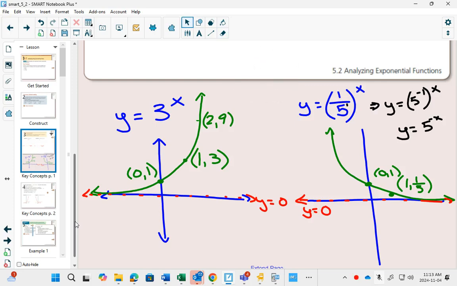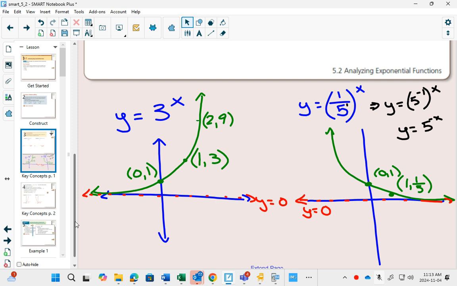So I think what makes this easier is if we actually make a couple of graphs with real numbers. So here I have the graph of y equals 3 to the x. Every exponential graph has the point (0, 1). And then if you plug in 1, you'd have (1, 3). If you plugged in 2, you'd have (2, 9).